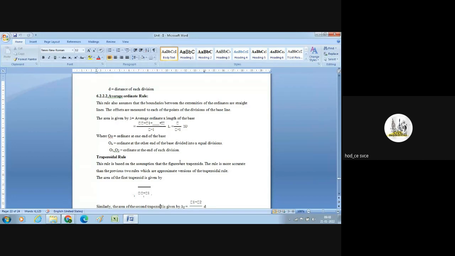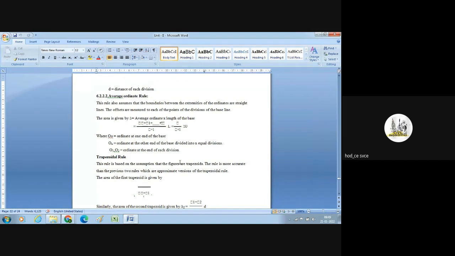So as you know, what is the formula for trapezium? The trapezoidal formula is d by 2, that is the base, d by 2 multiplied with h1 plus h2. I mean h by 2 into a plus b. Here instead of a we have O naught, and O1 was b. That means the average of these 2 points, O naught plus O1 divided by 2, multiplied with the division distance d. Okay, so like that we have calculated for each division.